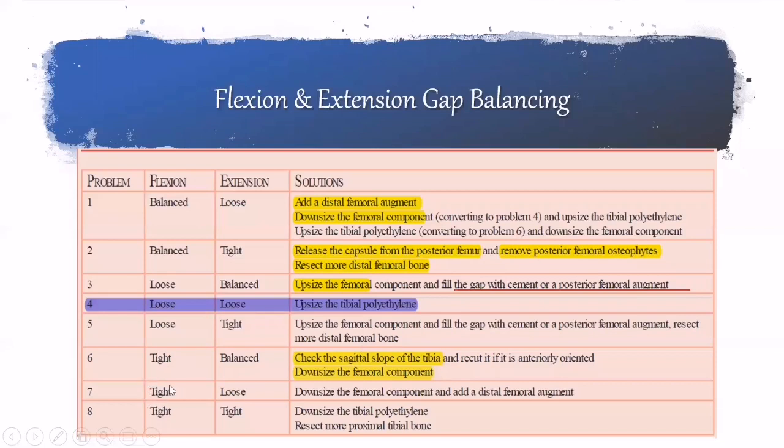The other thing is when you have tight in flexion, loose in extension. To treat the tightness in flexion, you can downsize the femoral component, and if you do so, there will be looseness in extension, so you just add a distal femoral augment. And these are the situations that we are dealing with.